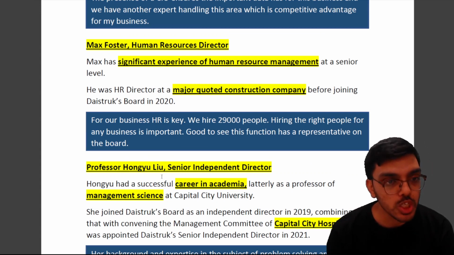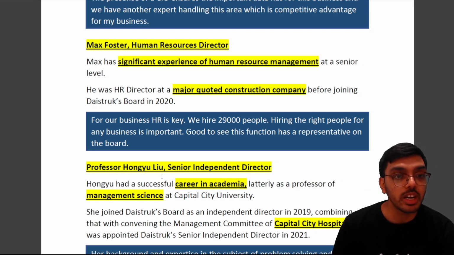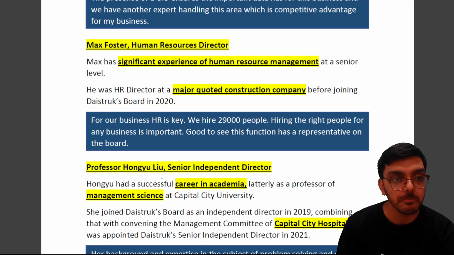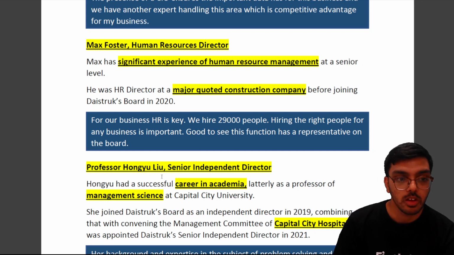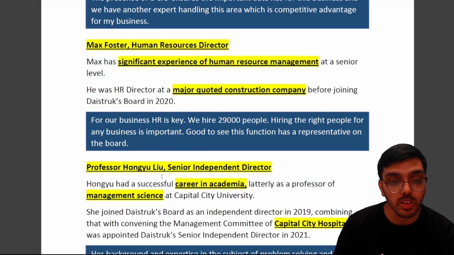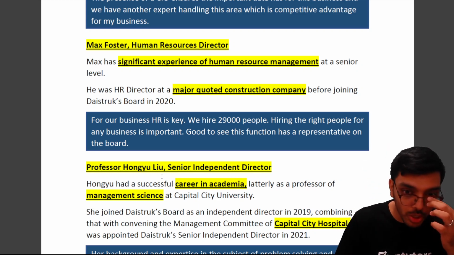Next, we have Max Foster, who is the HR director. Now, very good to see HR having a representation on the board, because in our business, HR is key. We have more than 29,000 employees, where we had truck drivers plus people who are working with us. So hiring the right people for any business will be very, very important.